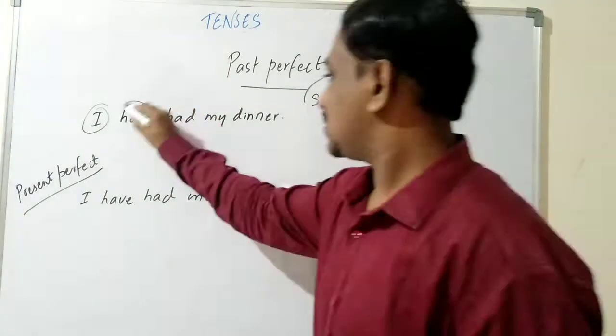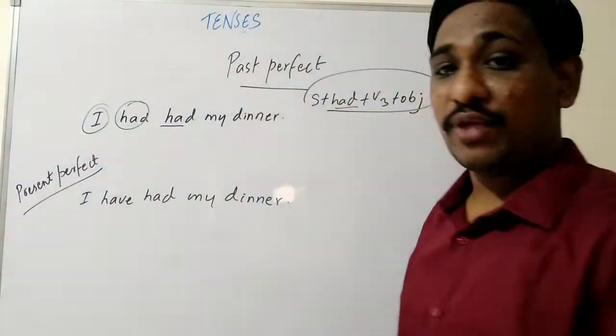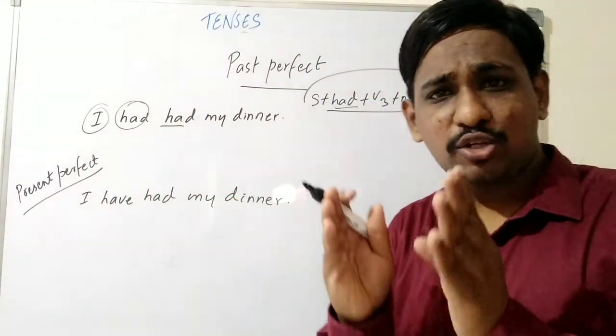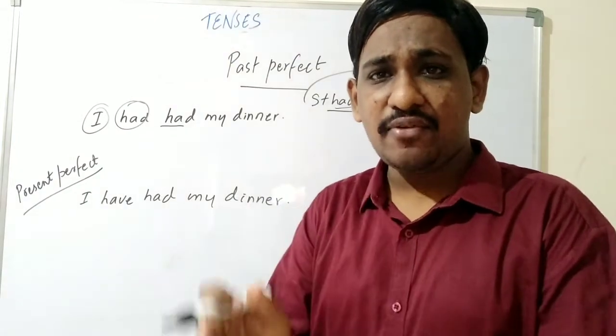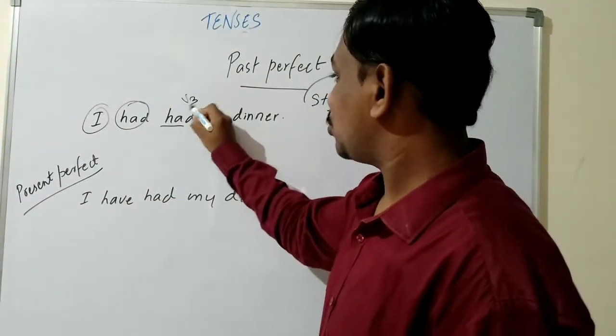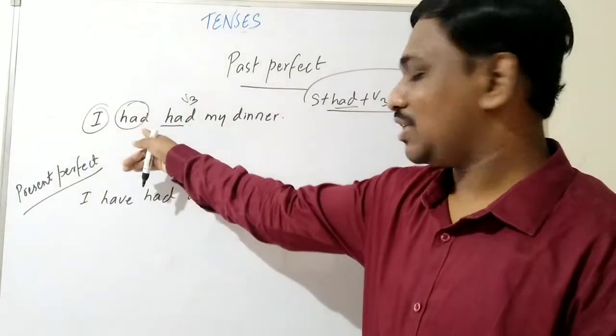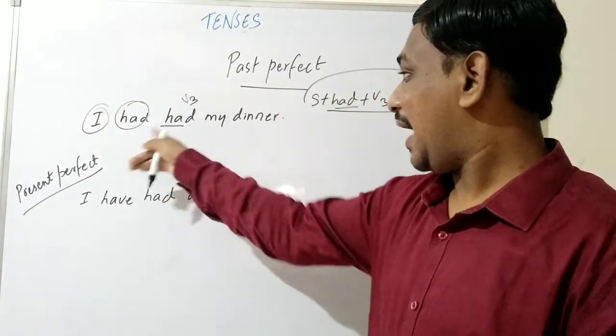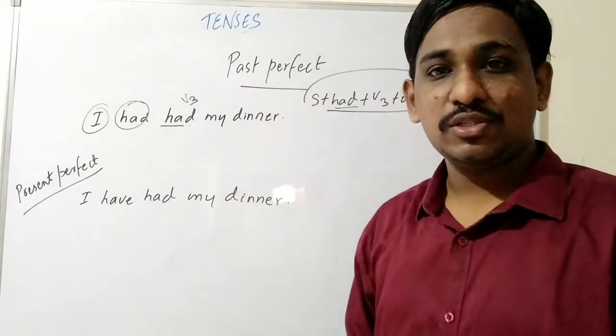Had, yes, had is there. One more had. How will it come? So according to V3 form, have, had. So we are using this had according to V3, not according to this formation, auxiliary verb. I had my dinner. So it is correct.